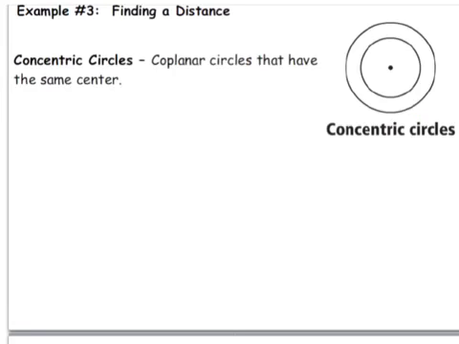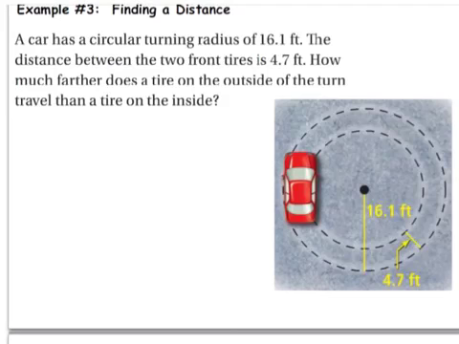Okay, for example 3, we're going to need a little bit of new vocabulary. The word we're going to learn is concentric circles. And these are circles that are coplanar, and they have the same center. So basically they are circles that are one on the side of the other, but they have to share that common center. Using the idea of concentric circles, let's try this example.